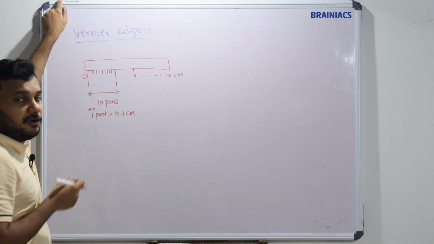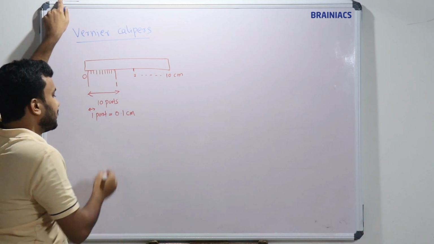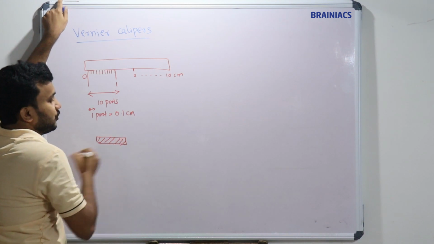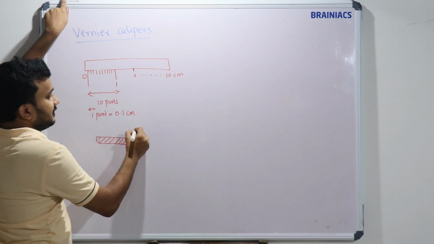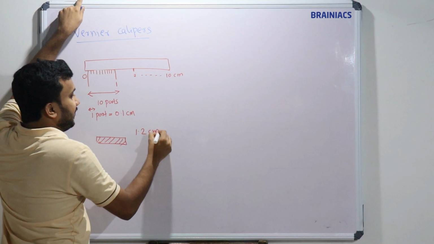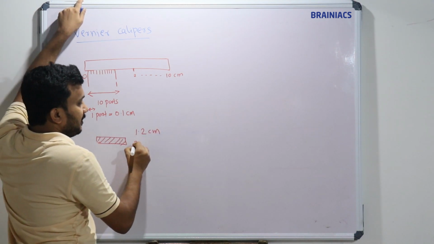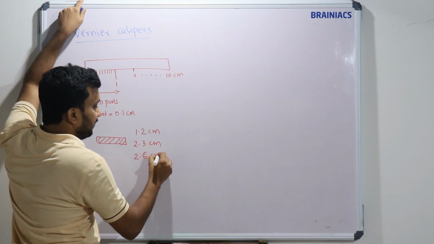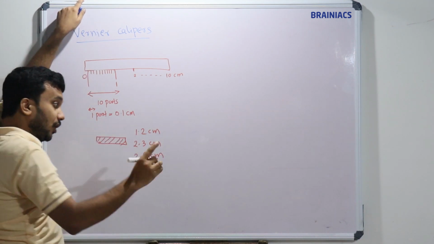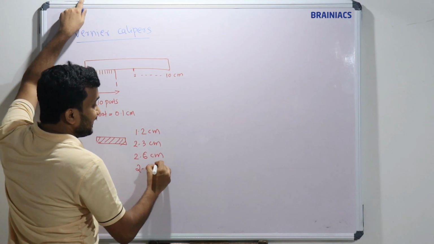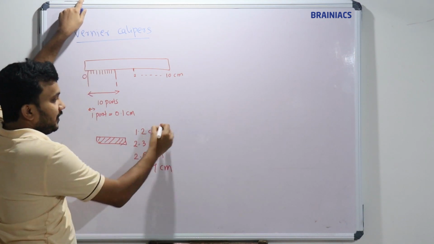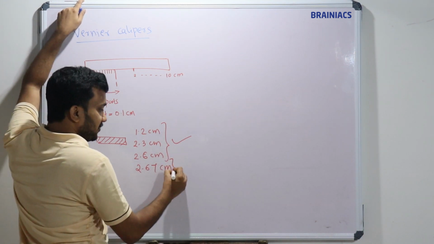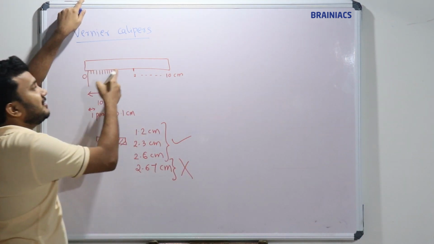This is the smallest value; with the help of this scale I can measure with an accuracy of 0.1. For example, I am measuring a rod like this. I want to measure the length. I can say the length is, for example, 1.2 centimeter. I can say maybe 2.3 centimeter. I can say 2.6 centimeter. But I cannot say 2.67 centimeter. All these three values are possible, but the last value is not possible with this instrument.